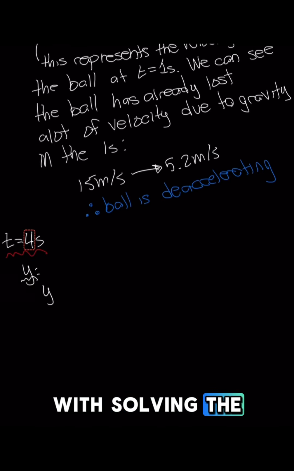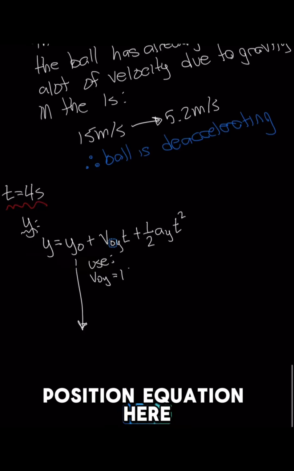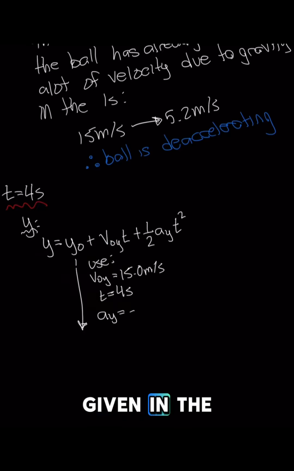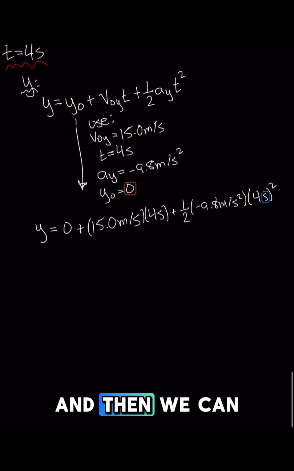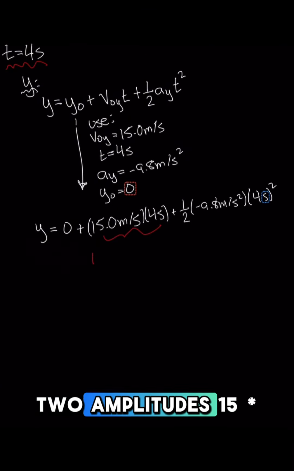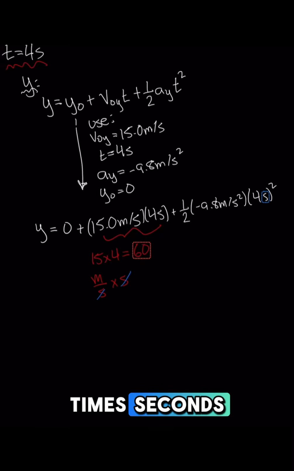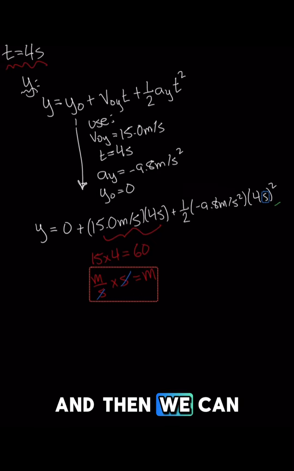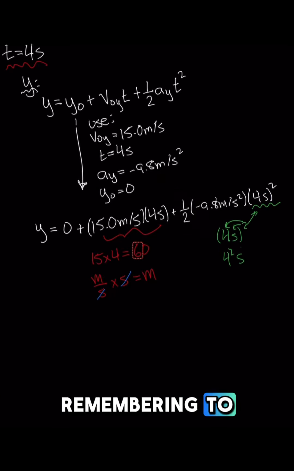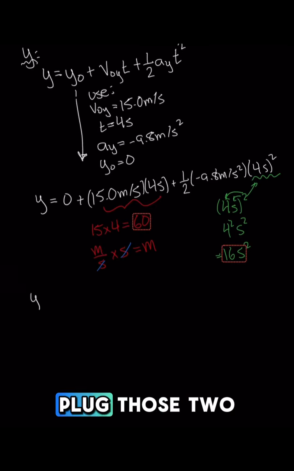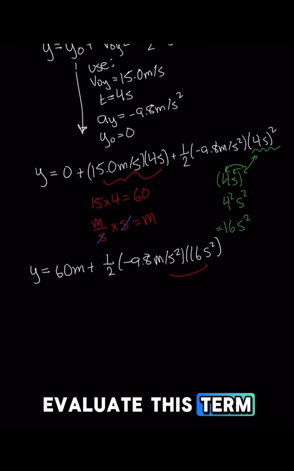We can start with solving the position at time equals 4 seconds, and that starts with the position equation here. Then we can plug the values given in the problem into the position equation, getting this expression here. We start by multiplying the two amplitudes: 15 times 4 equals 60, and then we multiply the units, meters per second times seconds. Seconds cancel, we just get meters. Then we can bring the square into the brackets, and we get 16 seconds squared, remembering to square the units and the amplitude. Then we can plug those two values back into the equation and get this expression here, and then we can evaluate this term, starting with the amplitude.